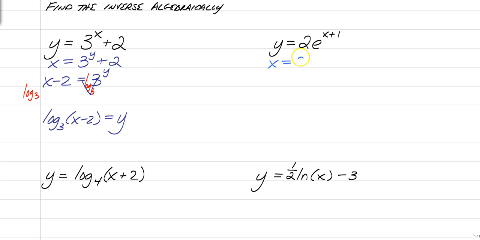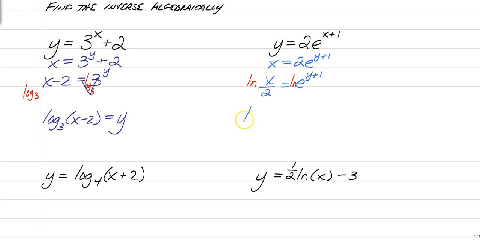So x is equal to 2 e to the y plus 1. You got to get the e to the y plus 1 by itself first, so you divide both sides by 2. So you have x over 2 is equal to e to the y plus 1. We also talked about the inverse of e, which is a natural log. So in order to get an e to go away, you need to take the natural log of both sides.